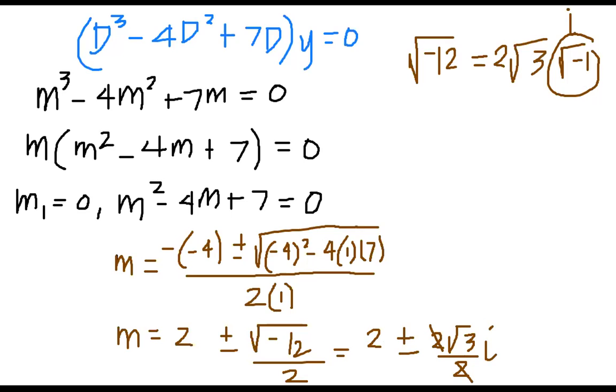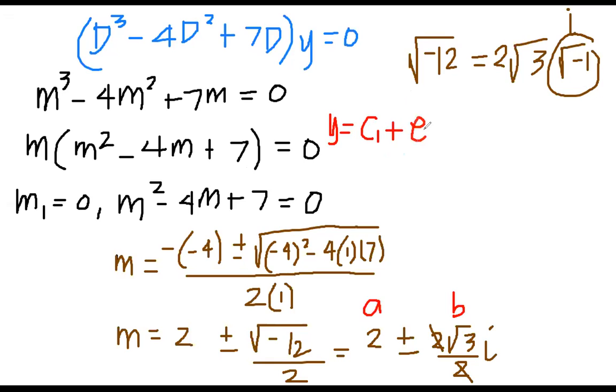So it means that, what is your a? Your a is equal to 2 and your b is equal to square root of 3. Therefore, the solution for this one is y equal to, our first root is 0. So that is c sub 1 times e raised to 0, right? e raised to 0 is equal to 1. Okay, going back, so just c sub 1 plus, okay, you continue.